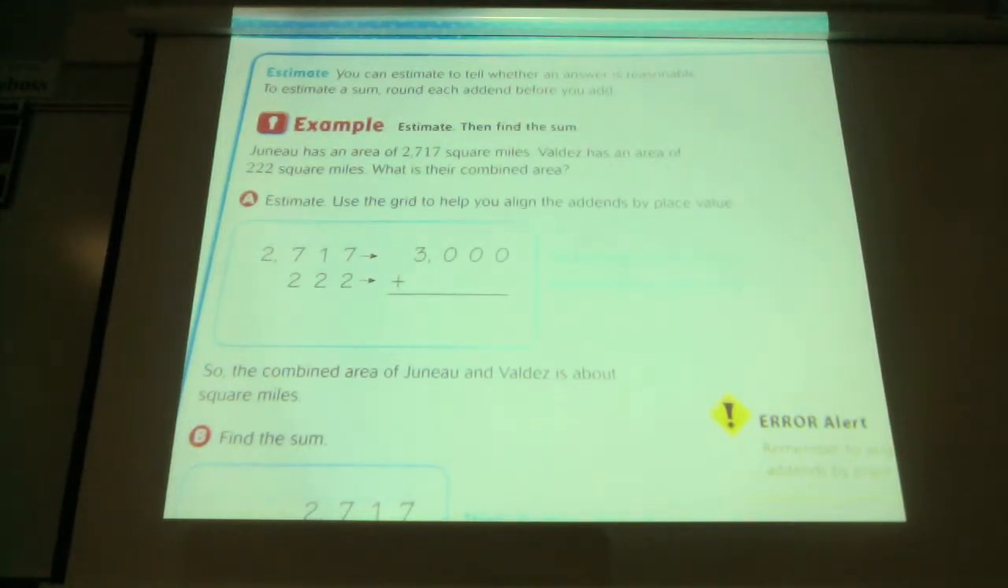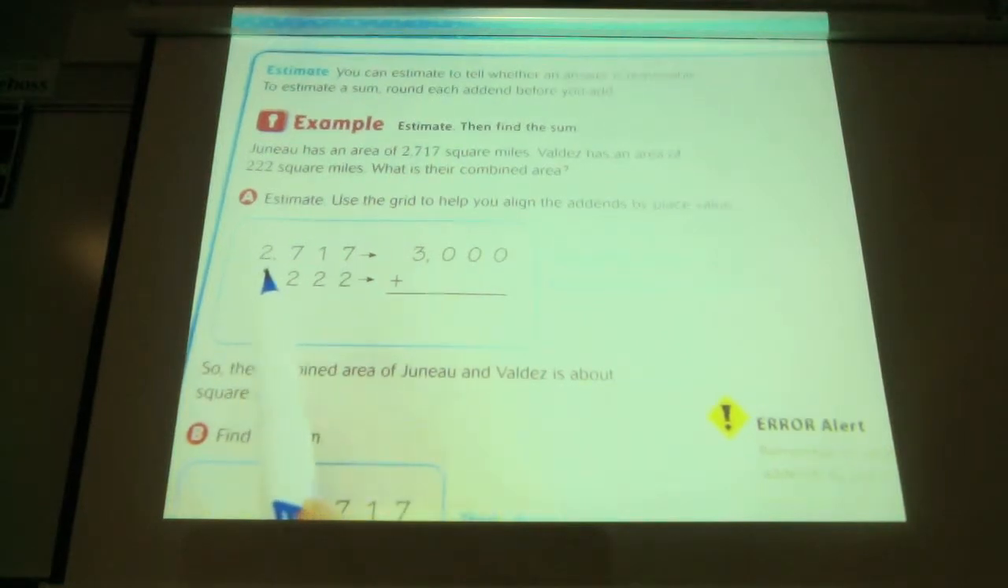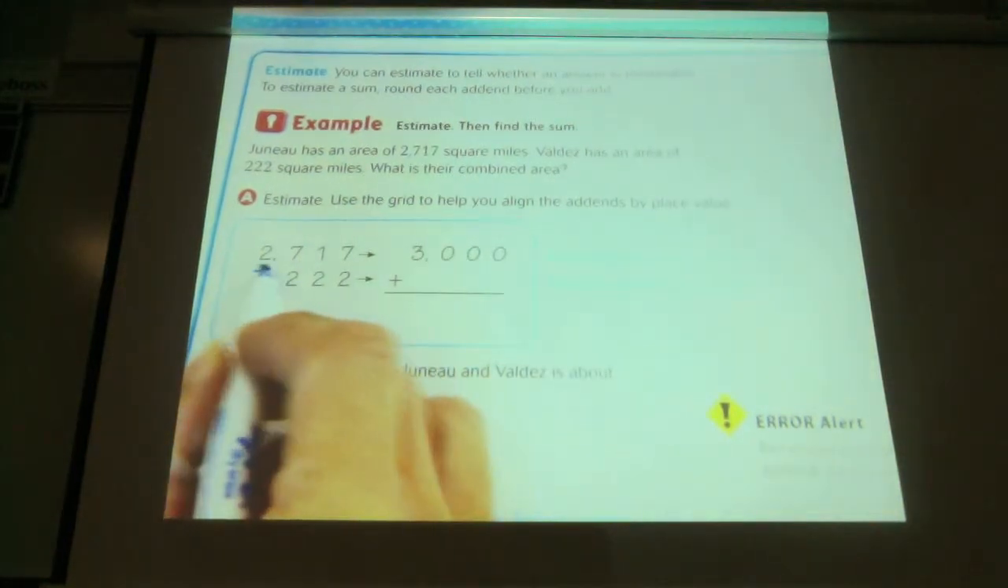In this example, we are going to estimate first, and then we're going to add it and see. But right now, we're going to estimate. So we're going to round this first number to the nearest 1,000.